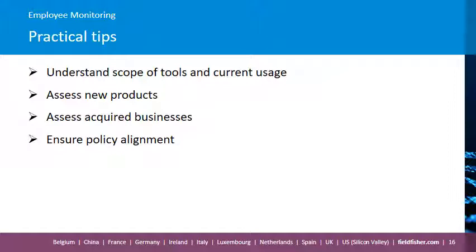Ensure policy alignment. It's important to ensure your policy suite is aligned, clear about monitoring activities, and clear about when the results of monitoring may be used. That will typically involve checking those policies mentioned at the outset, AUPs, notices, etc., but also, for example, global investigations policies and procedures, and whistleblowing policies too.